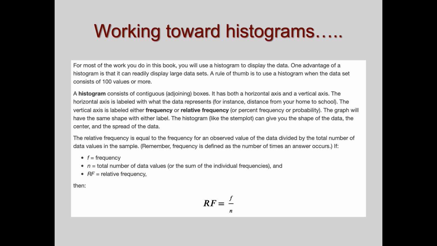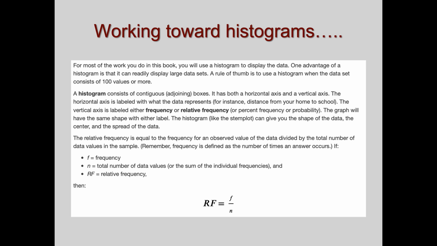At this particular point, we're going to work our study toward histograms. For most of the work you do in this book, you will use a histogram to display the data. It's a very common source of data display. One advantage of a histogram is that it can readily display large data sets. That's a huge advantage. Anytime you get 100 values or more, you really want to be sure to be using a histogram. A histogram consists of contiguous adjoining boxes or bars.